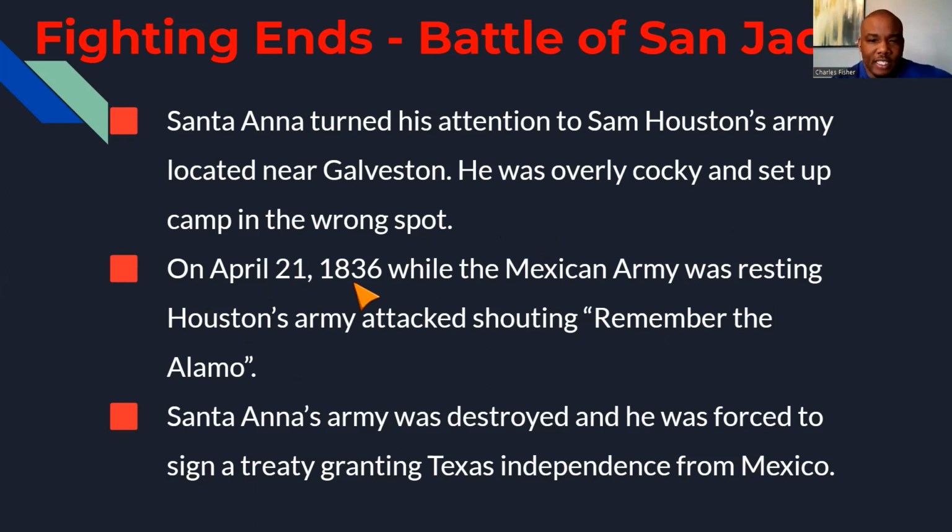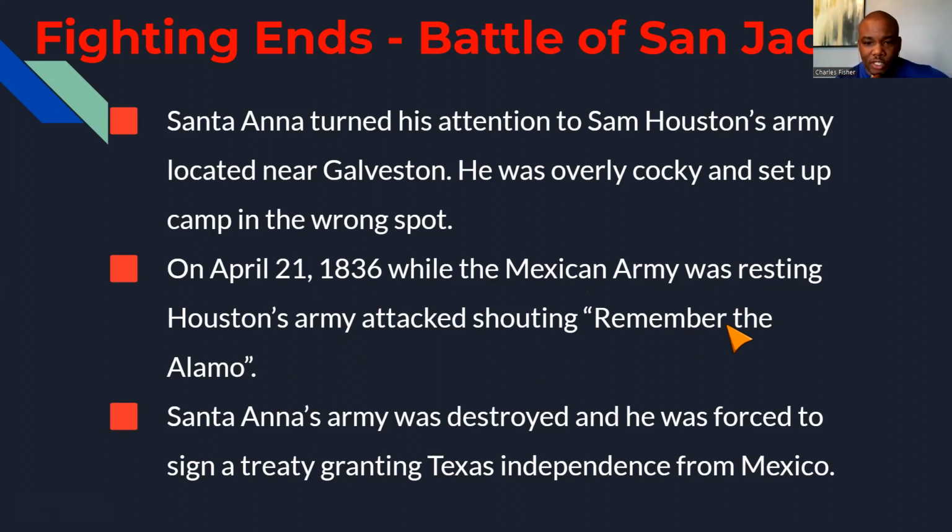And on April 21st, 1836, while the Mexican army was resting, Houston's army attacked, shouting, "Remember the Alamo." So you slaughtered us, now we're going to slaughter you. So that's a famous line. You probably heard it before. Remember the Alamo. Remember attacking while resting, going back to the American Revolution, George Washington, Christmas Day, across the Delaware. Similar idea. Again, like I always say, history repeats itself generally. So remember the Alamo. Remember you slaughtered us. Now it's your turn. Here's some revenge right back at you.